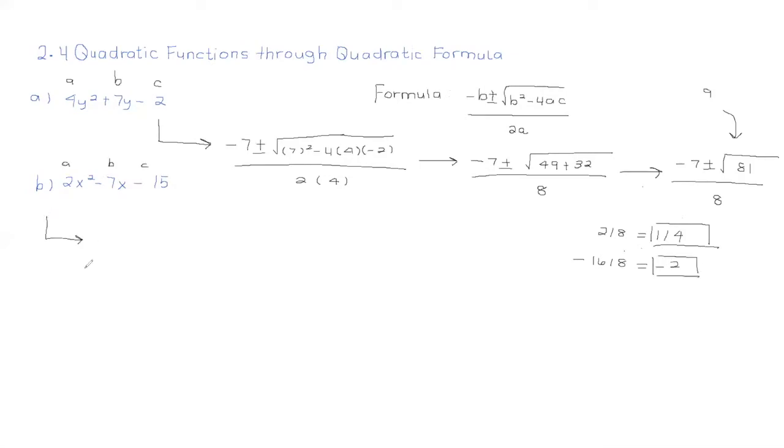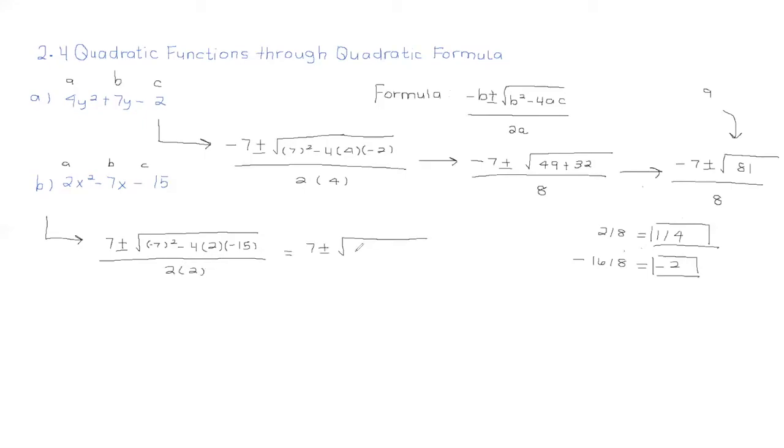For example B, we are again going to use the a, b, and c variables as we plug them into the quadratic formula. For the first step, we're going to take the negative b variable, which is 7, plus or minus the square root of, again, the b variable, which is negative 7 squared, minus 4 times the a variable, which is 2, times the c variable, which is negative 15. That entire equation is over 2 times the a variable, which is 2.